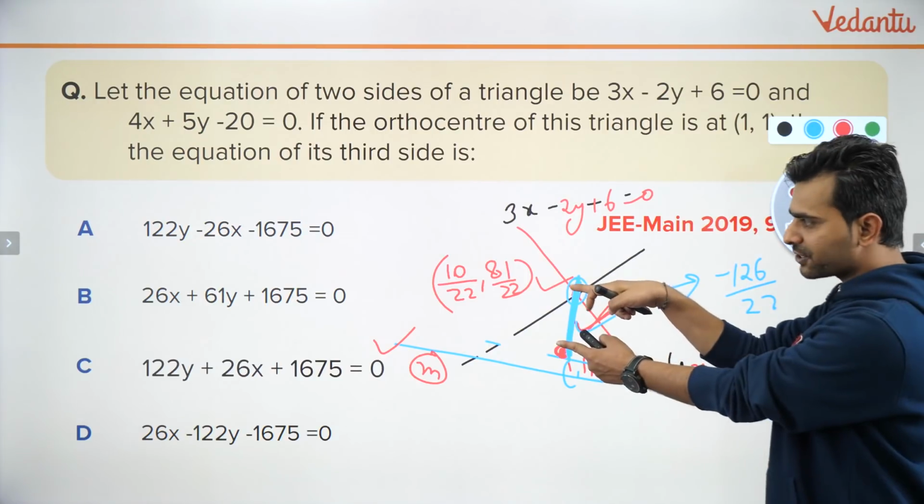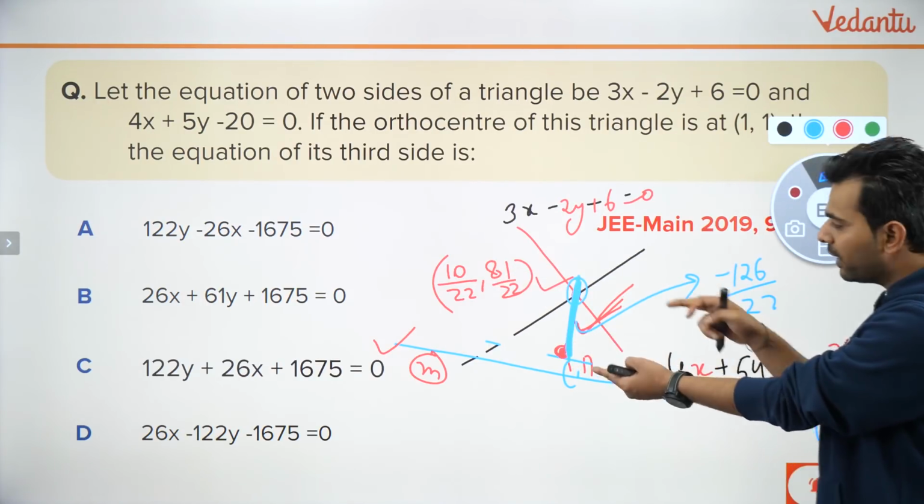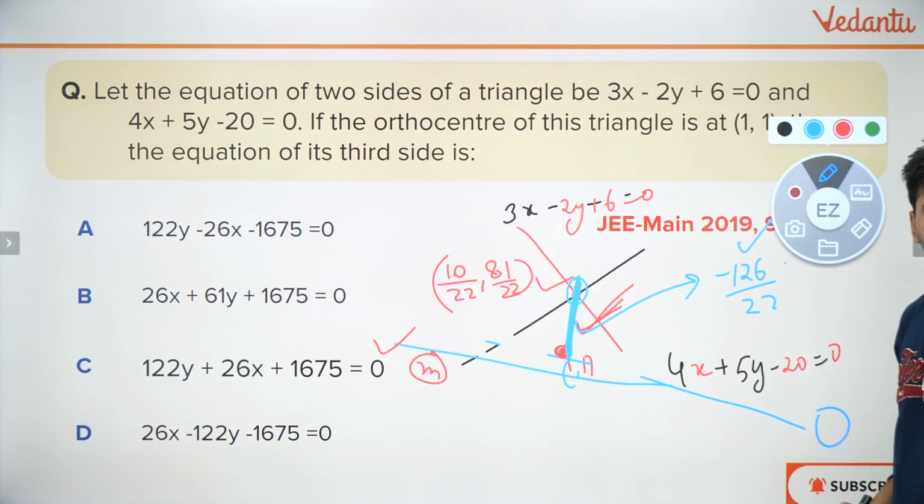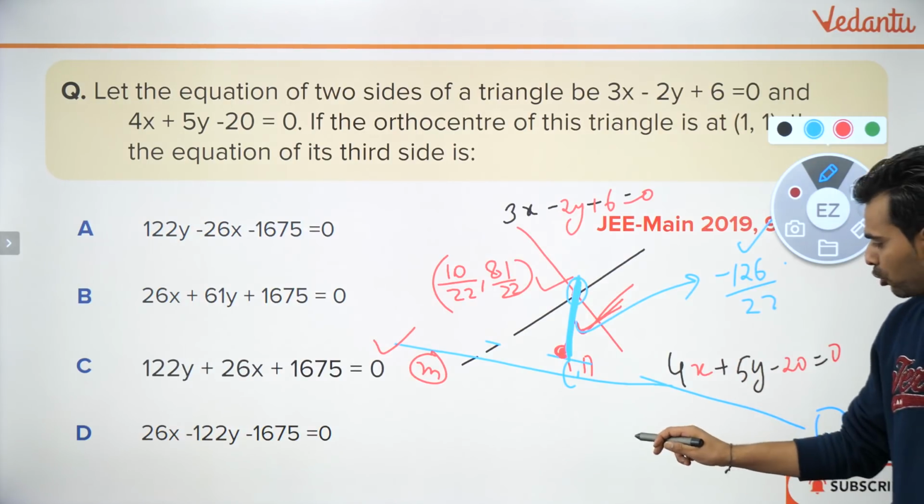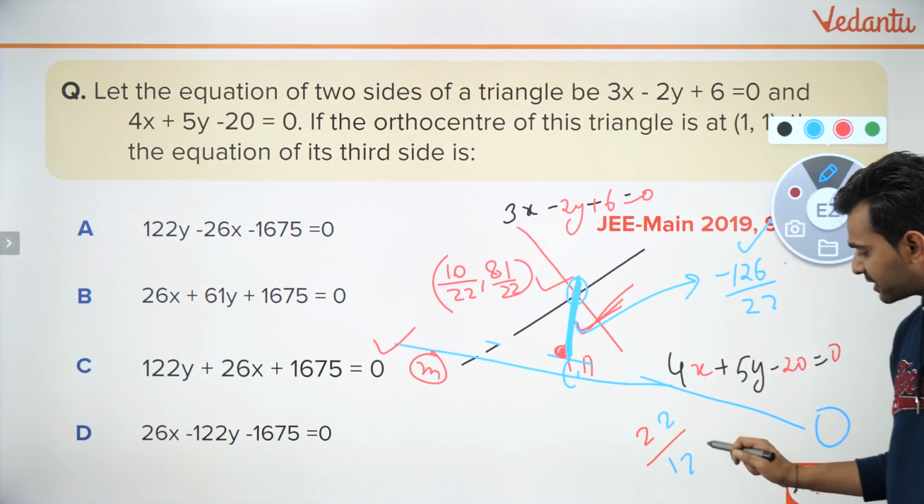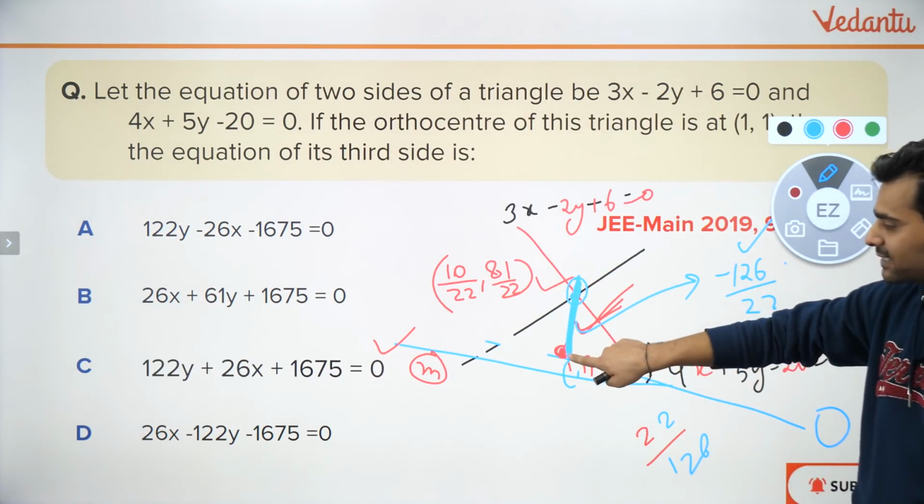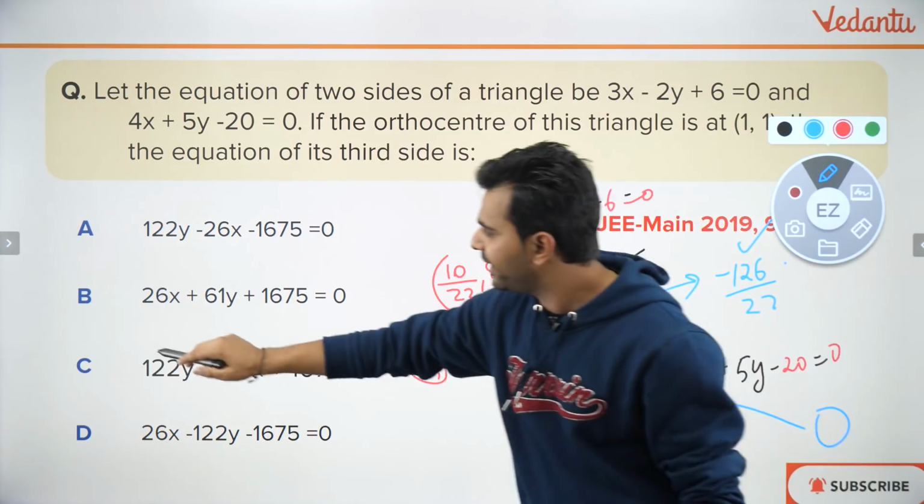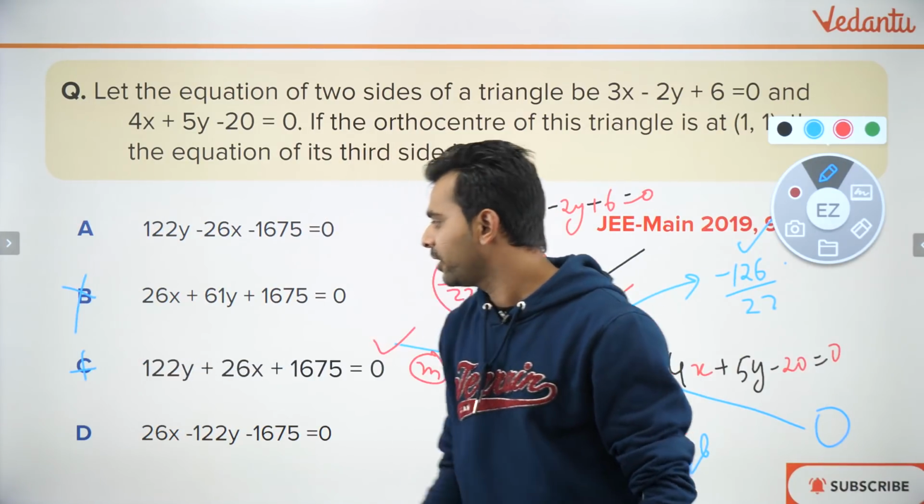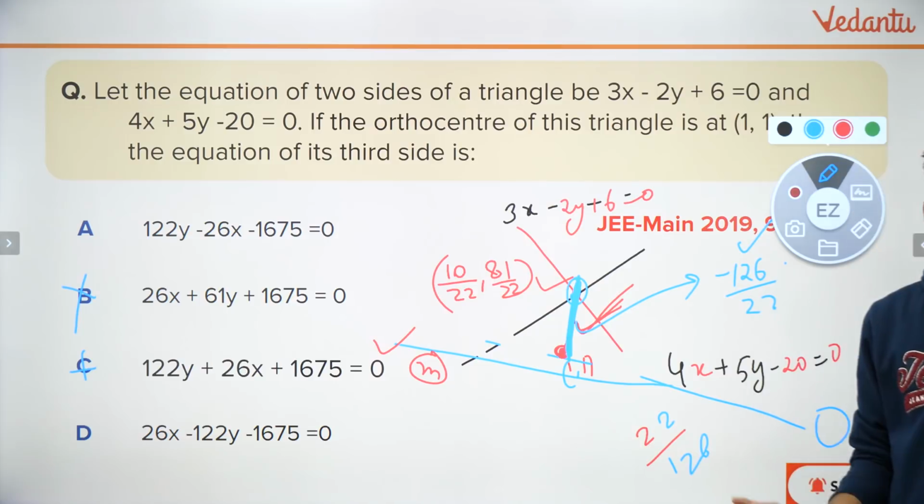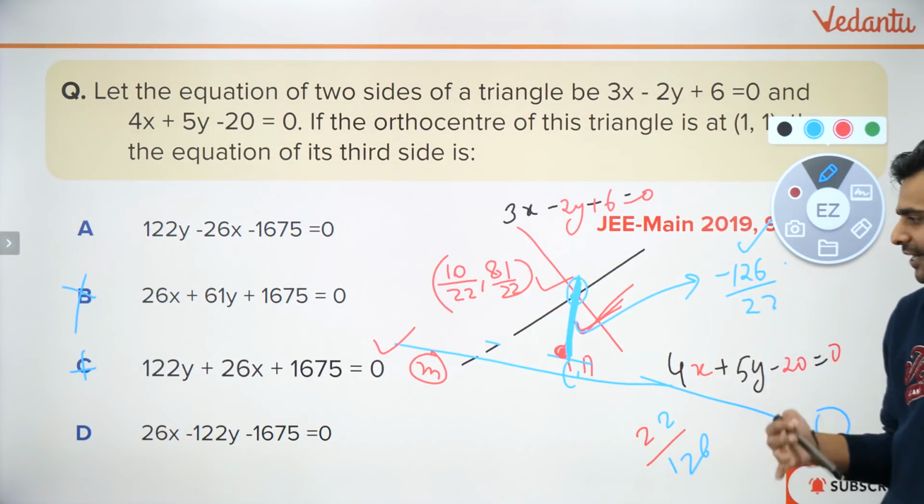You know these 2 points? This is 1 point and this is 1, 1. You can find out the slope. Now the blue line will obviously have slope 22 over 126 because this line has to be perpendicular to the line joining vertex and orthocenter. So definitely I can see that B and C will not be my answer. Obviously my answer has to be between A and D only.